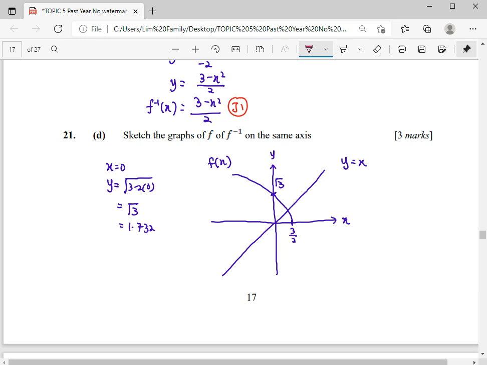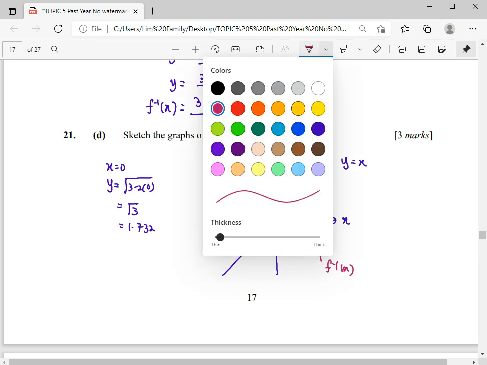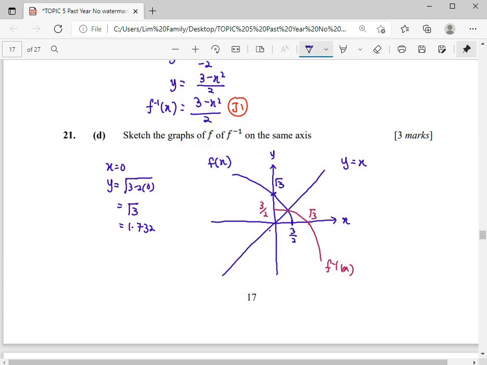So after reflection we can see our graph. It will be here. So this is our 3 over 2. This is our sqrt3. So this is our f inverse. So make sure we label everything, with origin label, x-axis label, y-axis label, axis of reflection label, this intercept, this point label.